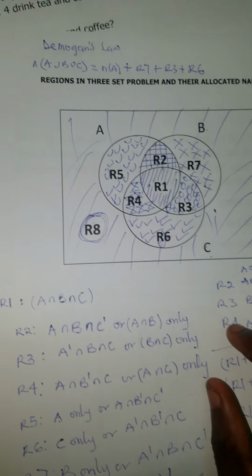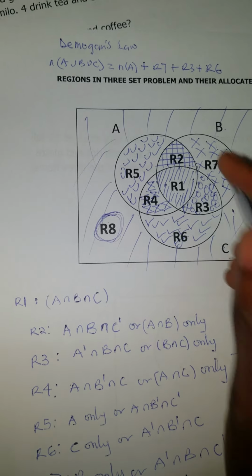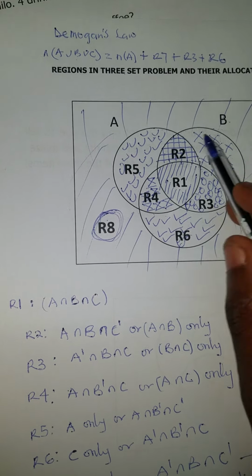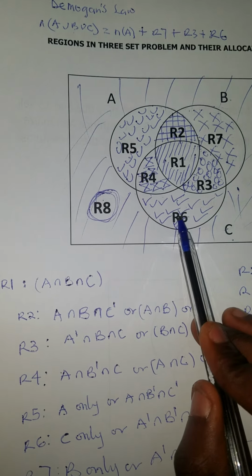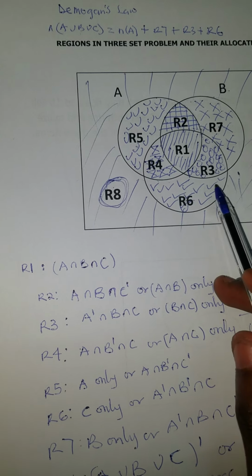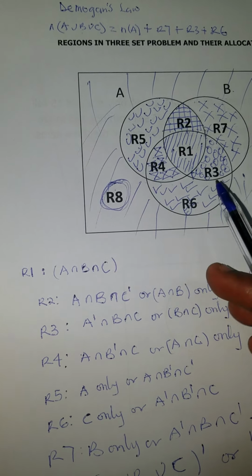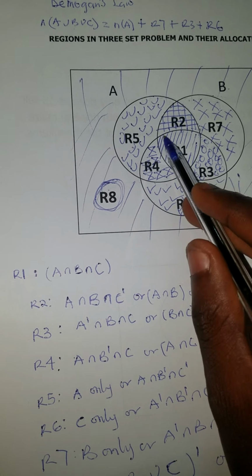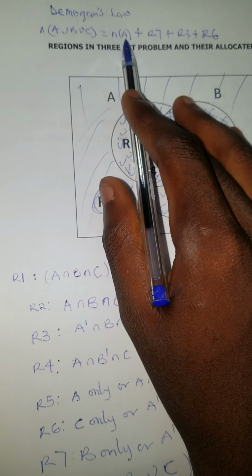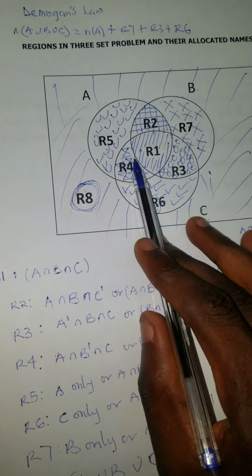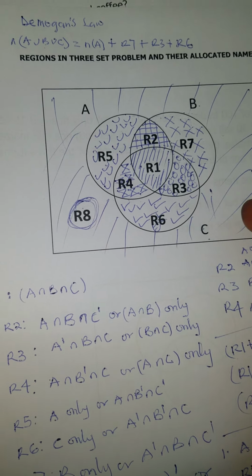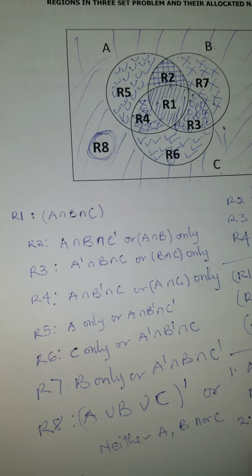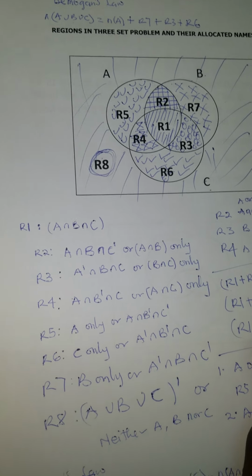Assuming I didn't pick number of A and I pick number of B, number of B means the whole of this region. So what you'll be adding is this region and this region. Or if you pick number of C, which is the whole of this circle, the next thing to add will be this region and this region. As simple as that. So that is what we are supposed to know about this topic.